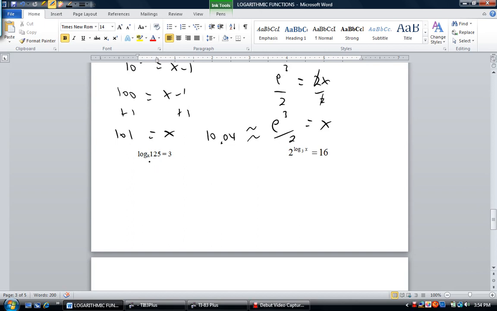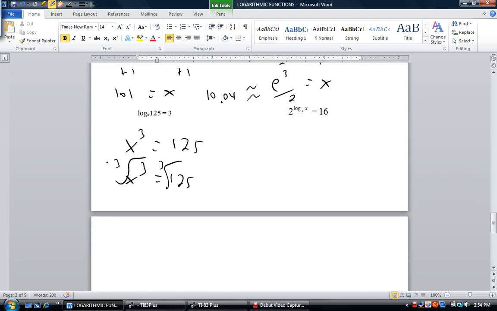It's in log form still. So start with the base, x. The exponent is 3 because that's what the log equals. Equals 125. Now I need to get x by itself. So how do I solve this? I'm going to take the cube root. Remember, a radical kills an exponent, and it leaves the x. What's the cube root of 125?